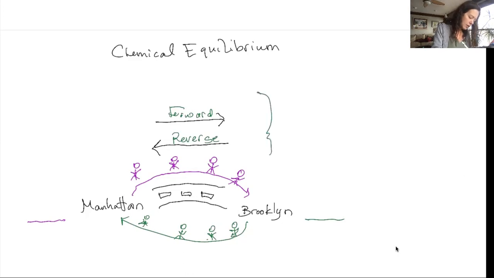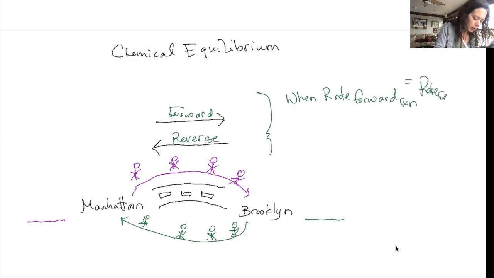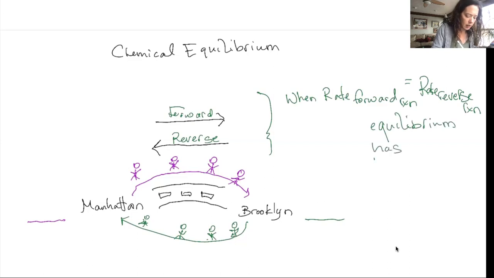When the rate of the forward reaction equals the rate of the reverse reaction, equilibrium has been established, okay? And to be honest with you, there is not much more to say. There is a little bit, and we're going to look at some graphs, okay? But equilibrium has been established.